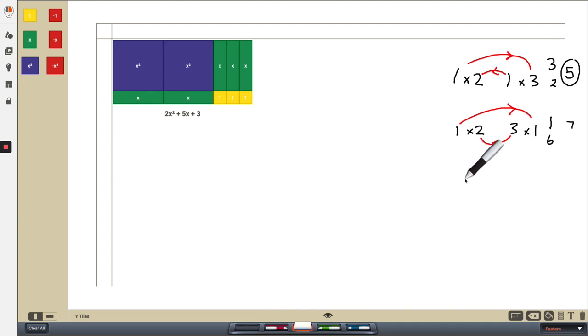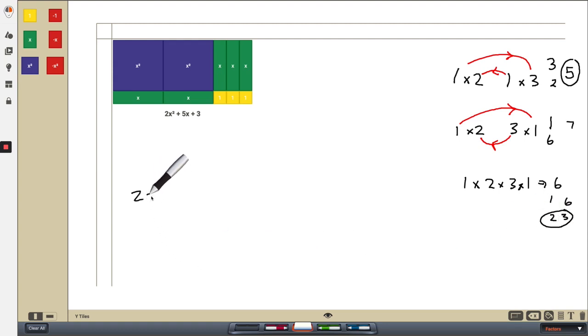At the beginning, when we were playing around with the factors of 2, 1 times 2, and then the factors of 3, 3 times 1, and then we were trying multiplying those in pairs, what we were actually doing was playing with the factors of 6. And the factors of 6 are 1, 6, or 2, 3. So the method goes like this.